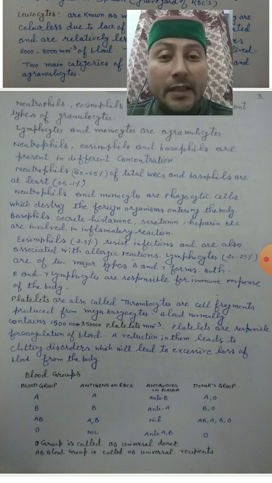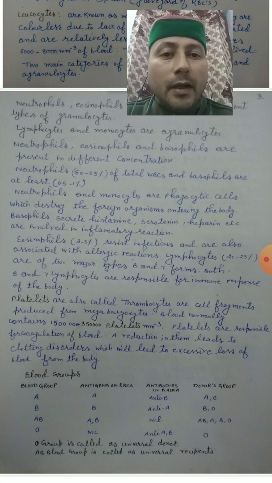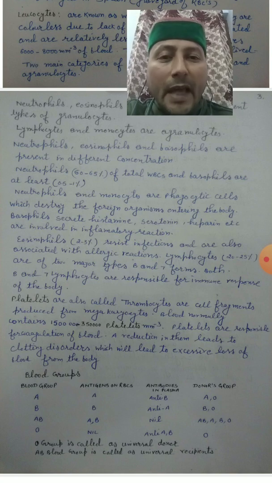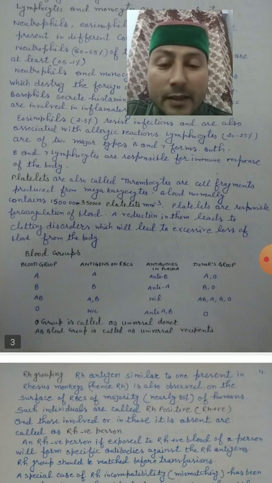So these antibodies are actually proteins and they help our body to fight a foreign agent. That foreign agent can be bacteria or a virus, and it may be killed by these B lymphocytes and T lymphocytes. Then platelets. These are also a very important component of blood.